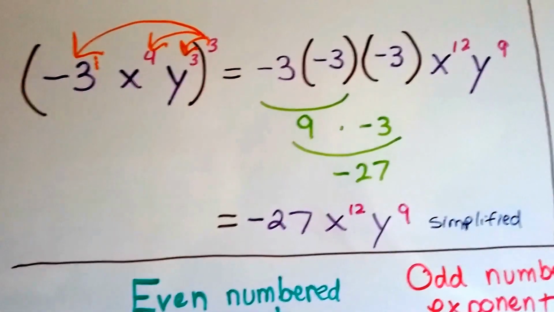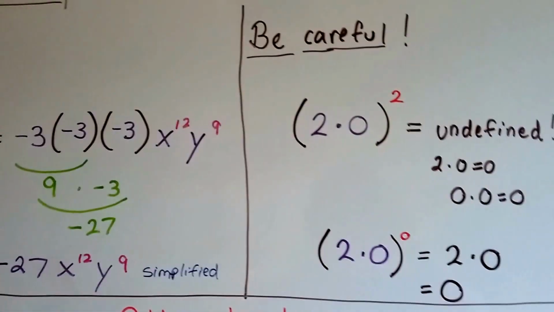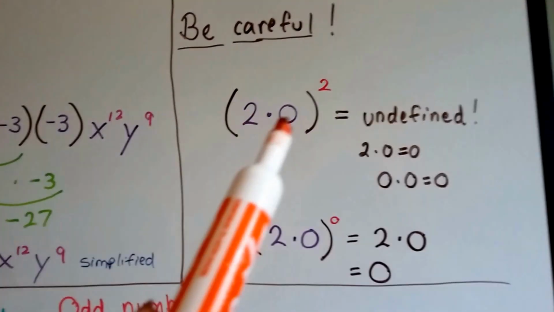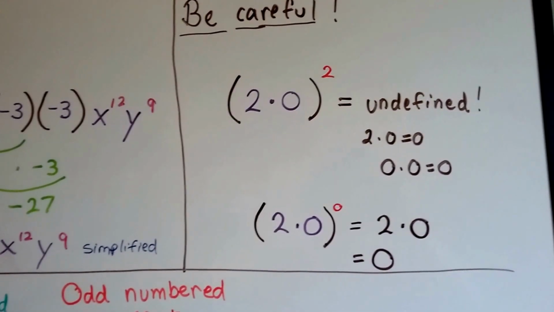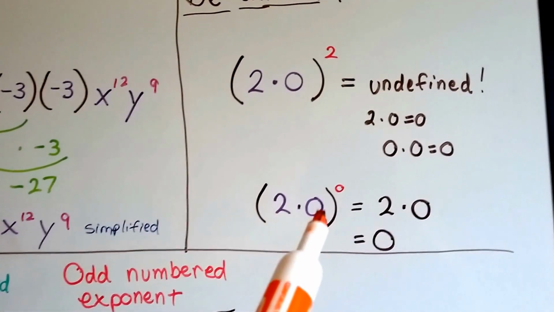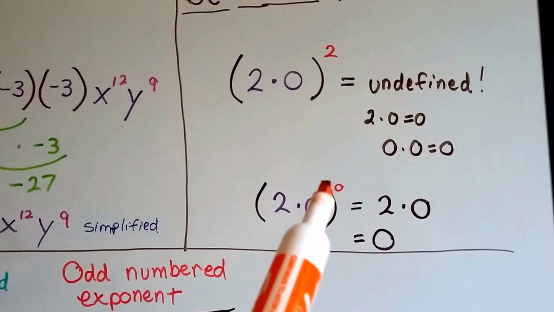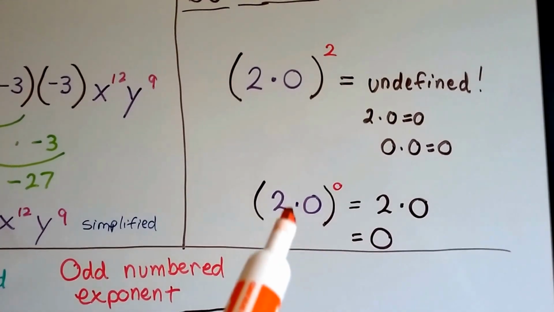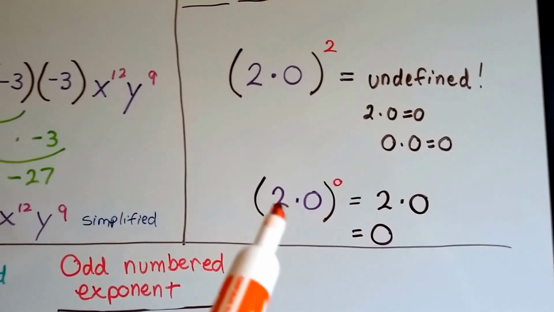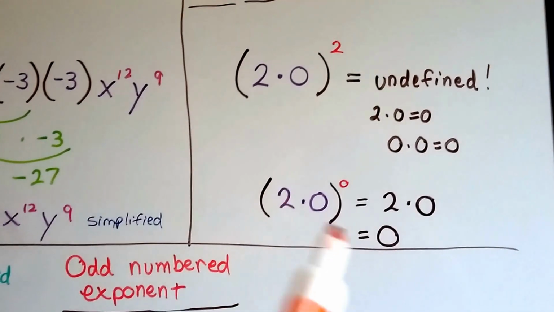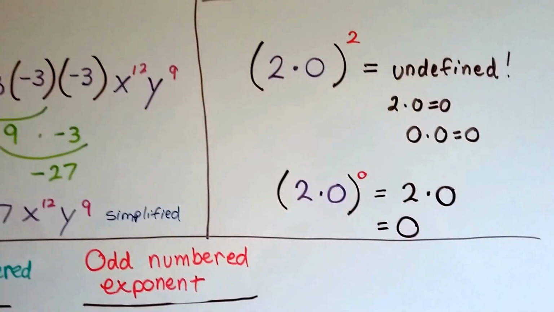And as I mentioned in the last video, I want you to be careful when you have a 0. 2 times 0 is 0. So if it's raised to the second power, it's still going to be 0. And if we have 2 times 0 to the 0 power, we were taught that the 0 exponent rule says that everything equals 1. Well, what is 2 times 0? It's 0, right? So what's 1 times 0? It's still 0, see? So be careful.